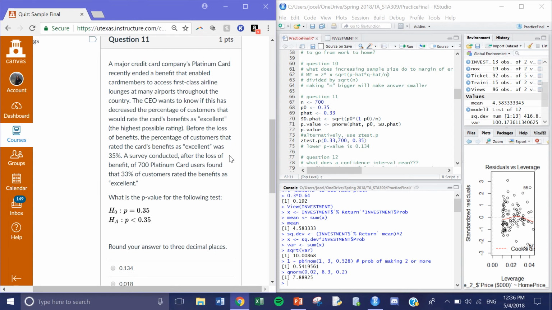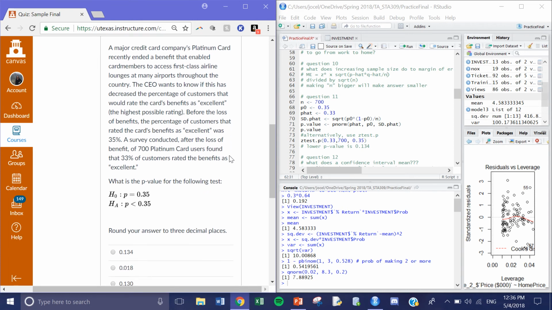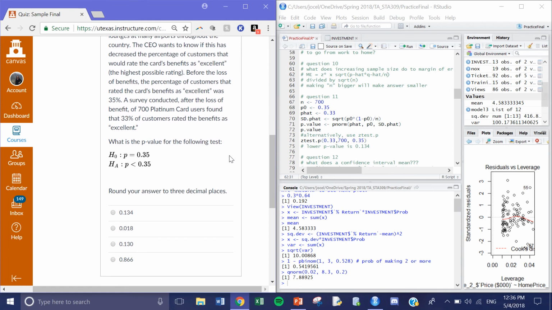A survey conducted after the loss of benefit of 700 Platinum Card users found that 33% of customers rated the benefits as excellent. So it says, what is the p-value for the following test? So I'm going to show you two different ways to do this. The first way is calculating the p-value by hand, and the second way is arguably the easier way, but you should still know how to do them both ways.